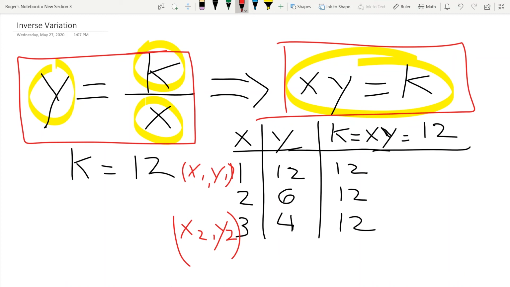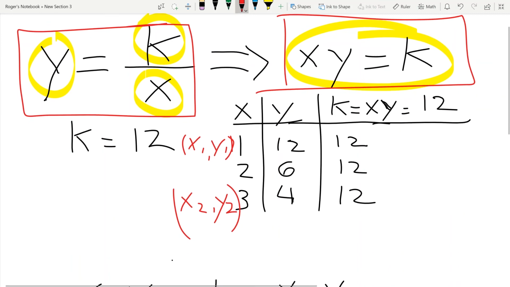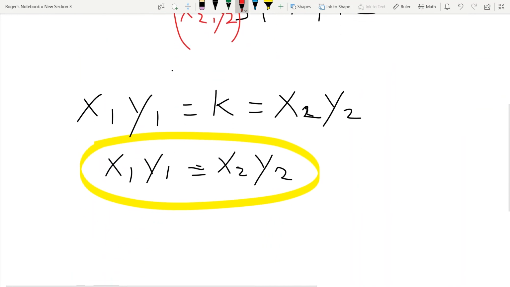So y equals k over x, where k is just some constant, and x times y then will be equal to that constant. And since the constant is always the same, x1 y1 will be equal to x2 y2.